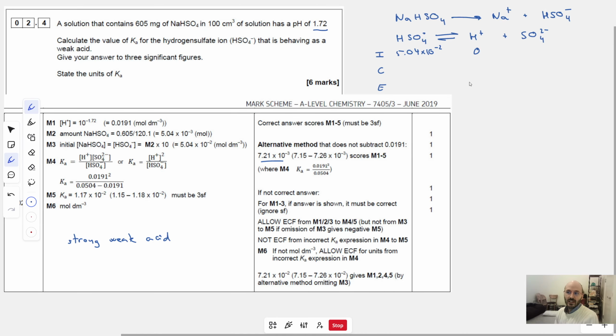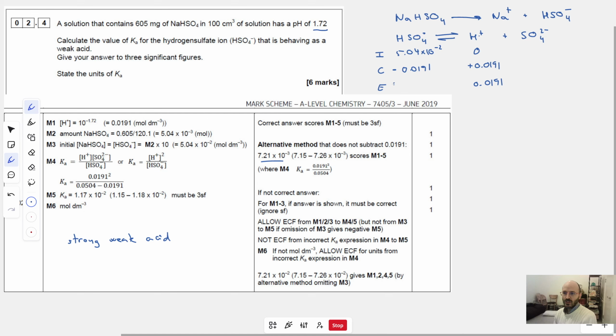The final concentration of protons at equilibrium is 0.0191. And therefore, the change, the reacted amount, is plus 0.0191 for the protons. And for the acid, it's exactly the same because the ratio is 1:1, but it would be negative.